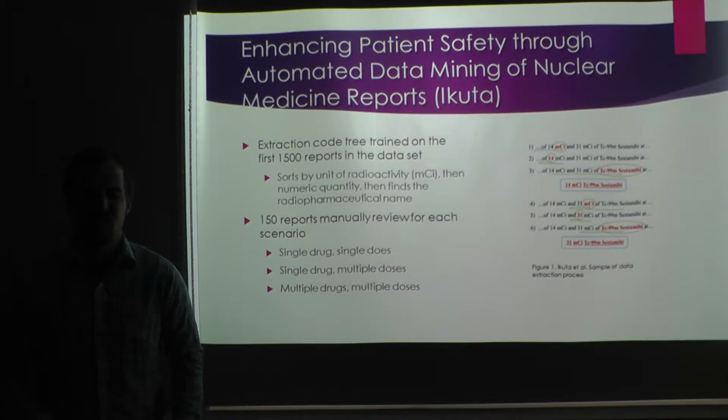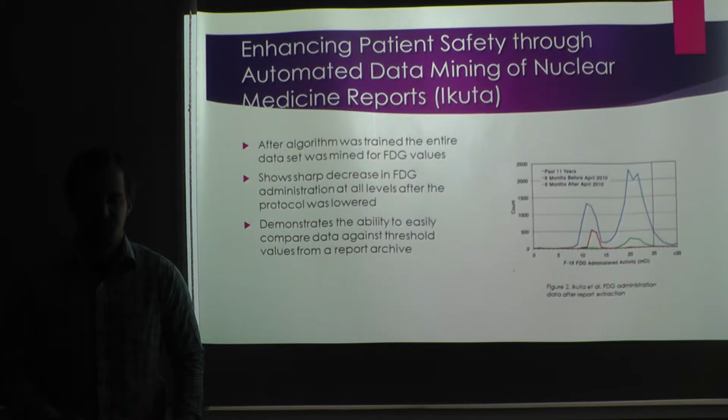They trained an extraction code on the first 1,500 reports in the data set. They're looking for a unit of radioactivity as a quantitative measure, and then the type of radioactive agent being used. And then they manually reviewed 150 of these reports to make sure that the training code is working correctly.